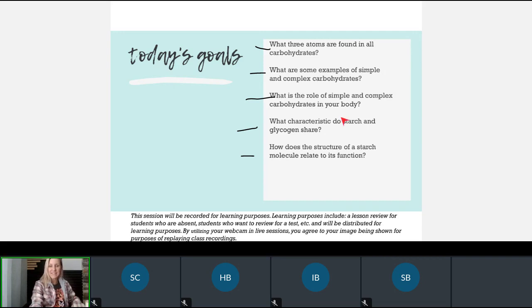Next up, Miss Katie. What characteristics do starch and, I'm not sure what that word is. Glycogen. That's fine. Glycogen, perfect. Last but not least, Lily. How does the structure of a starch molecule relate to its function?